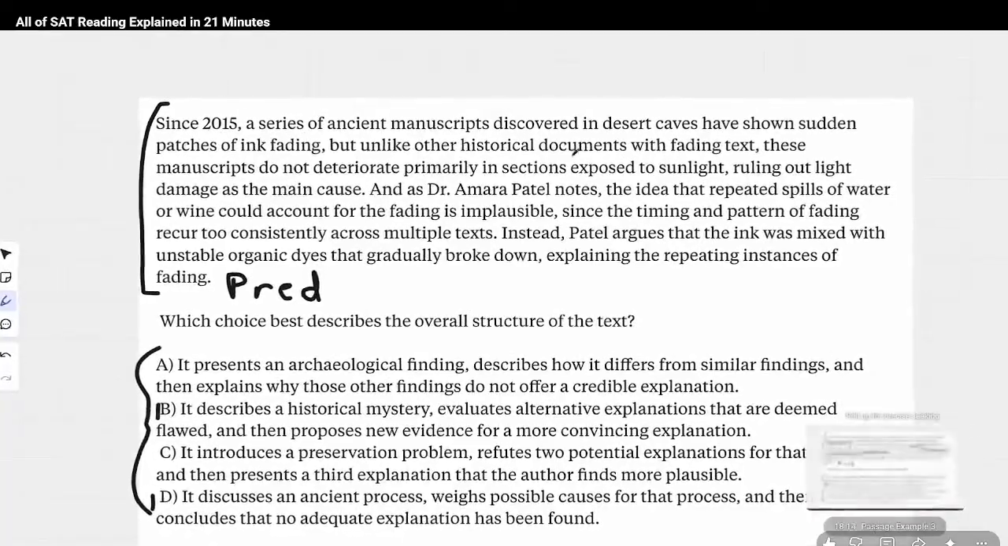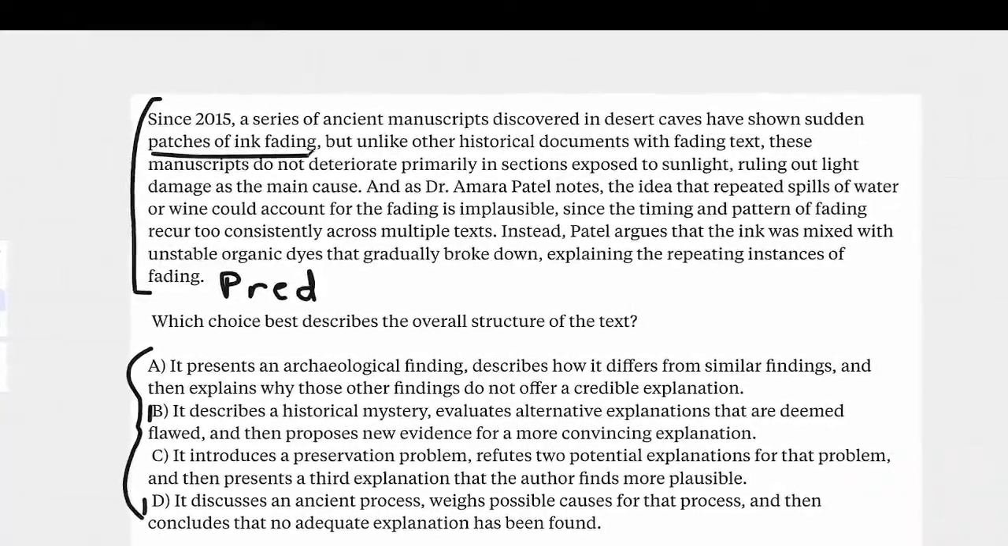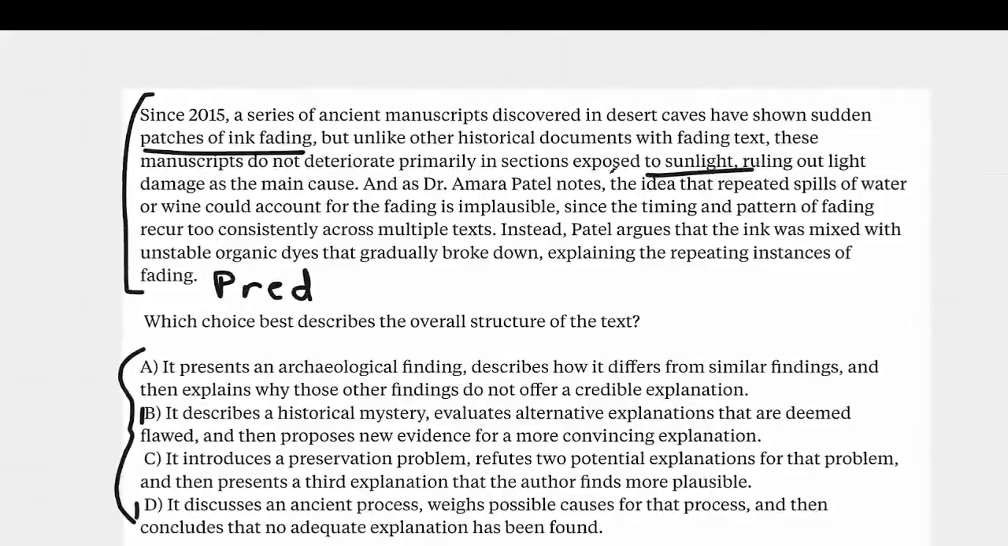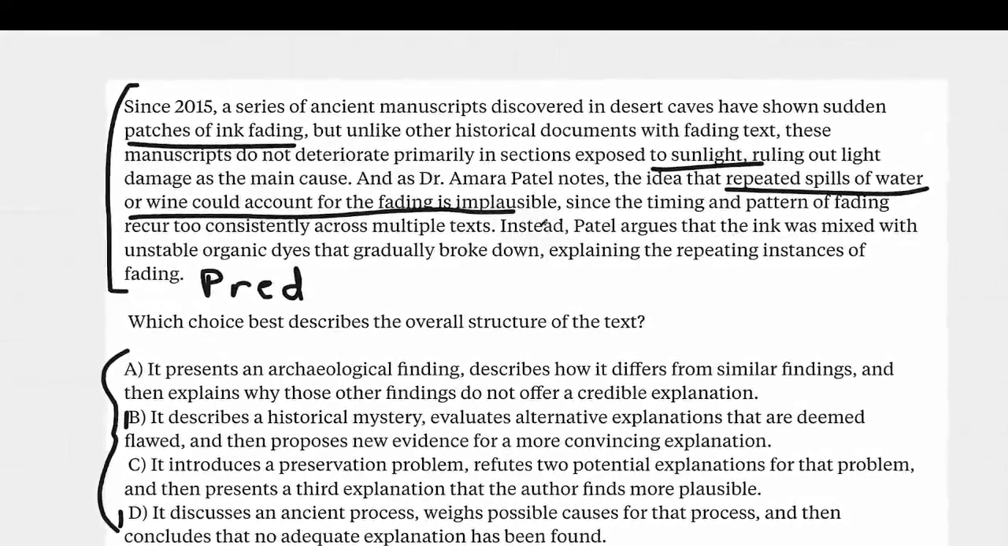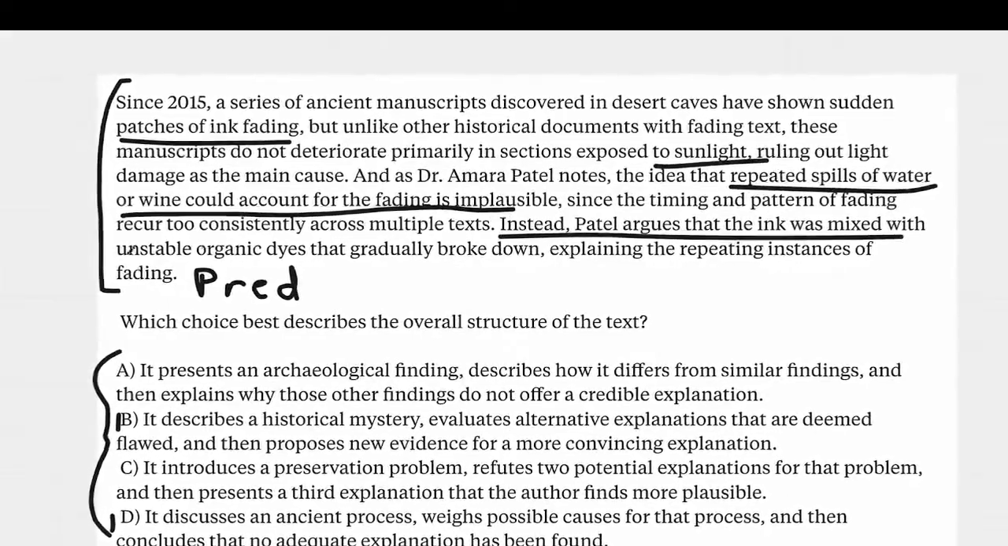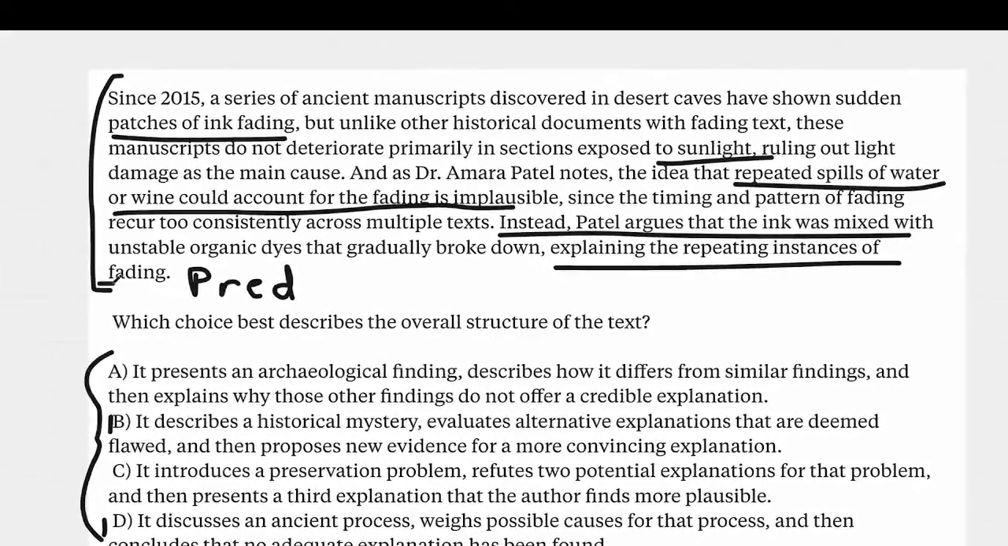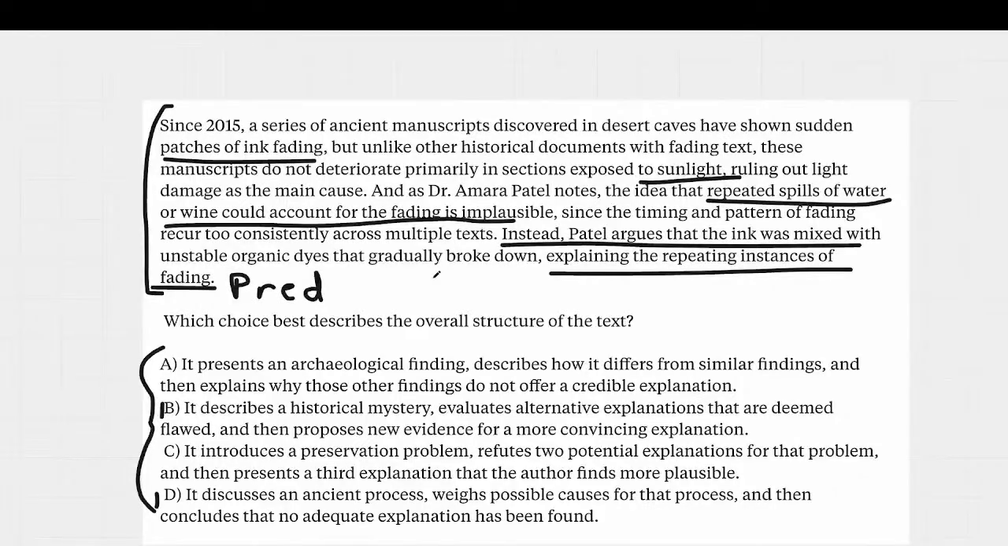So if you read this passage, you can see that it's talking about these patches of ink fading, and then they talk about these different things that can't be it, like sunlight can't be it, and repeated spills of water or wine could also not be it, for these different reasons. And then it finally explains a reason that may actually explain the process rather than these other two. So you have to talk about this discovery of stuff in this cave, explain two reasons that may not actually explain it, and then finally explain a reason that may explain it. Only one of these choices actually has that as being the answer choice.